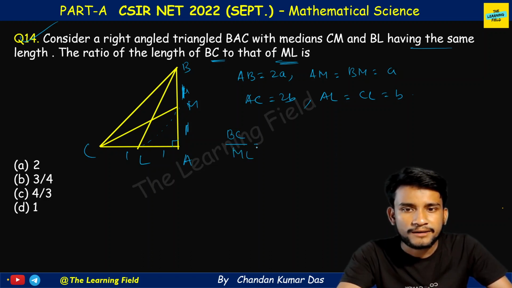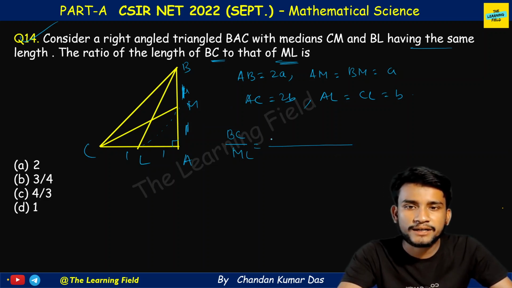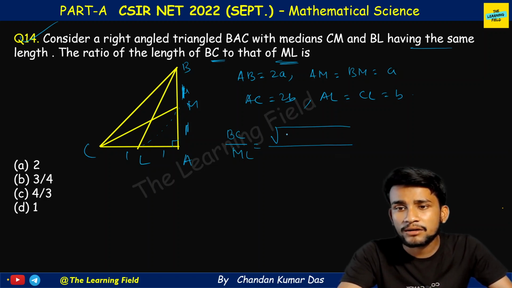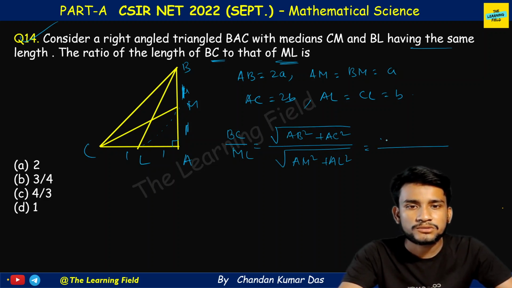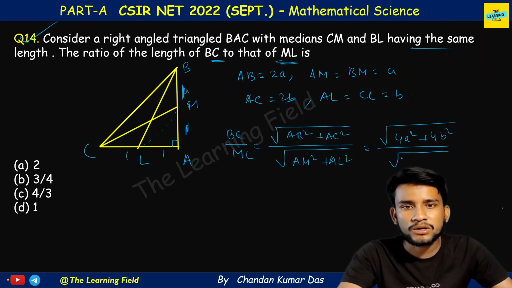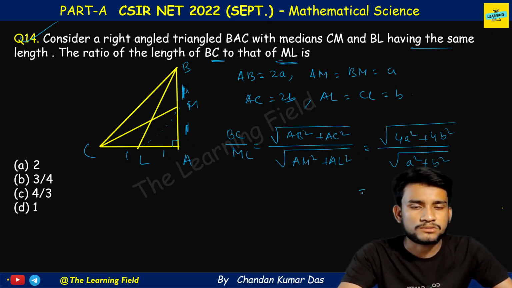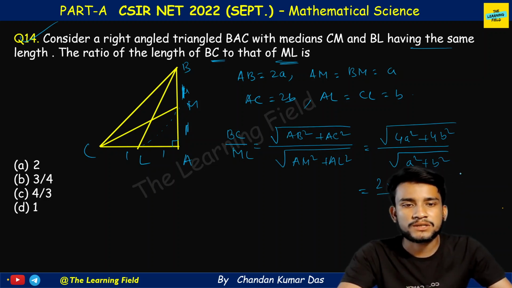BC is the hypotenuse of the triangle ABC, so BC equals root of AB square plus AC square, and ML is the hypotenuse, so root of AM square plus AL square. We have all the values, so we just put them in. AB square is 4a square plus AC square is 4b square, divided by AM square, a square, plus b square. So this is equal to 2 root a square plus b square by root a square plus b square. So this cancels, and the ratio is 2.